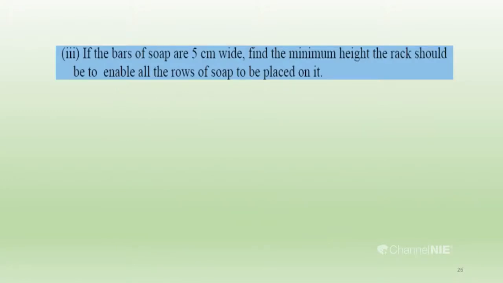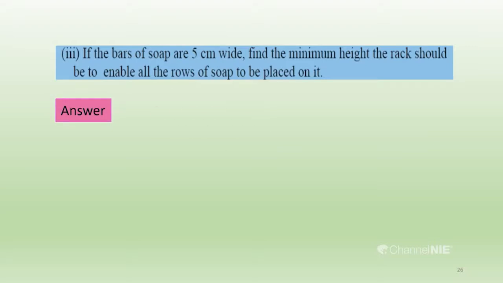Then we have to consider the third part. If the bars of soap are 5 centimeter wide, find the minimum height the rack should be to enable all the rows of soap to be placed on it. Then we have to consider that. Then we are going to make a rack to keep this stack of bars. So they ask what the minimum height should be. How do we find that?